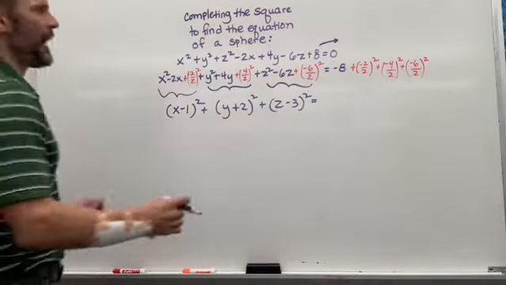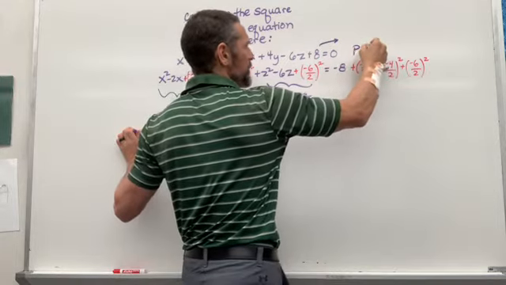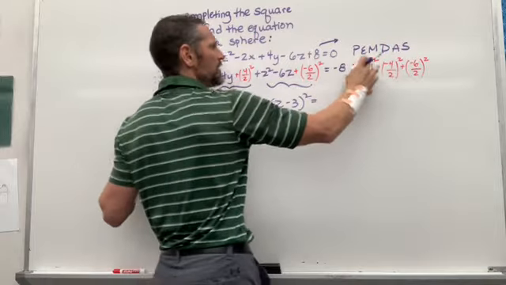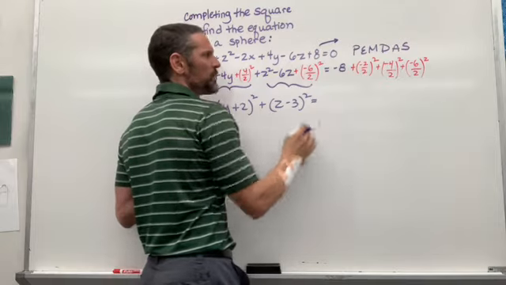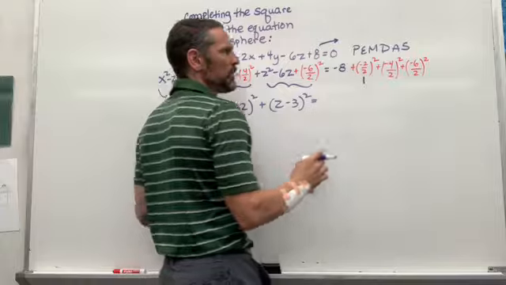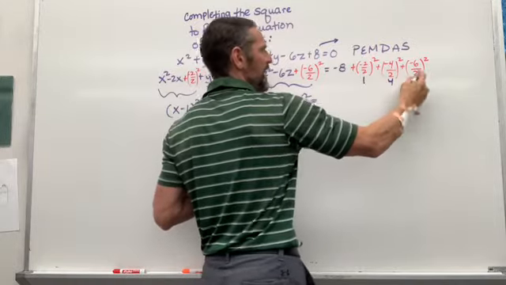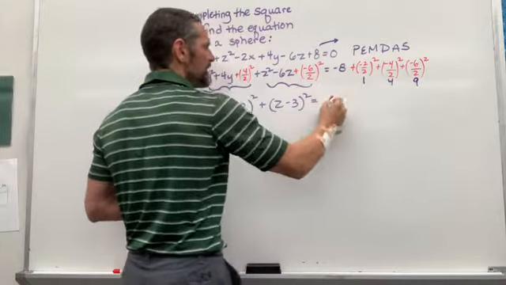Now, when we add -8 plus, I'm following parentheses, exponents, multiplication, division, addition, subtraction. Parentheses first, then squared. Well, this is -2 over 2 is -1 squared is 1. So this is 1. -4 over 2 is -2 squared is 4. And -6 over 2 is -3 squared is 9. 9 plus 4 plus 1 minus 8 is 14 minus 8 is 6.